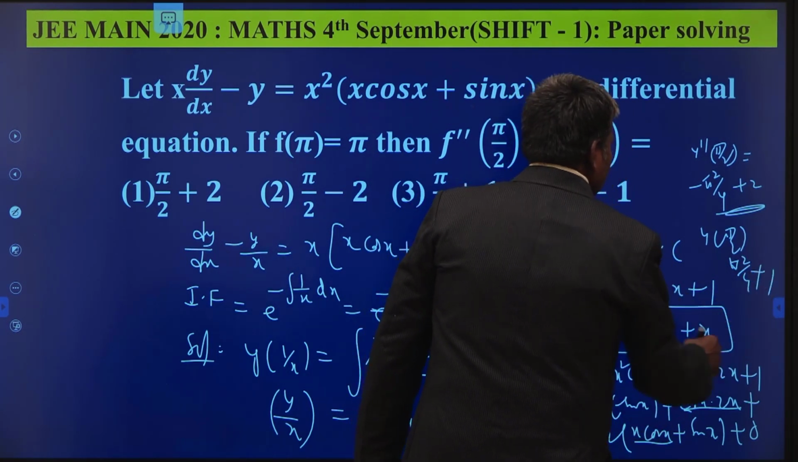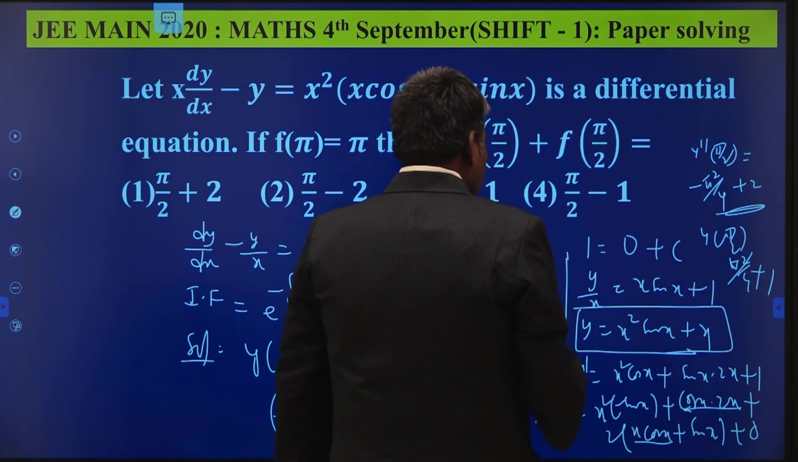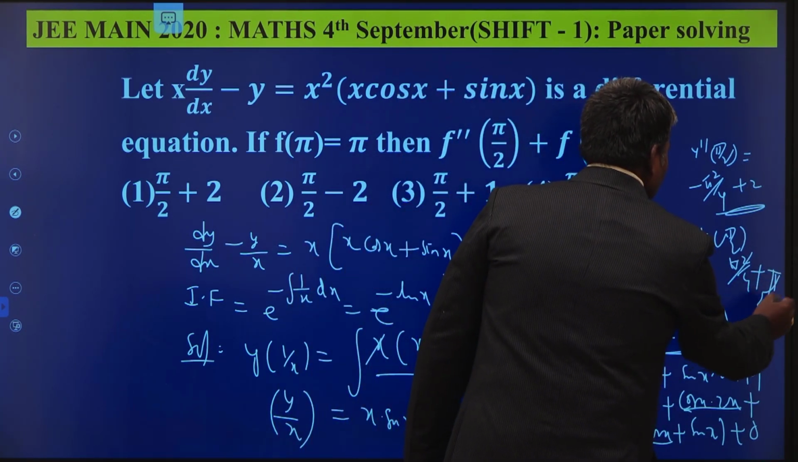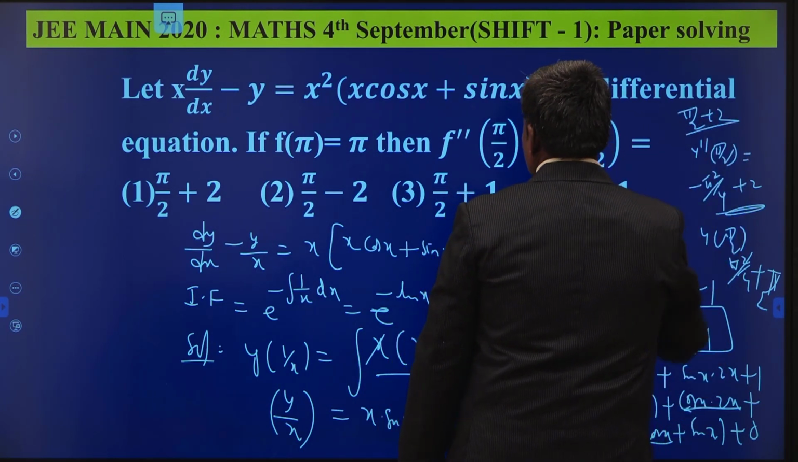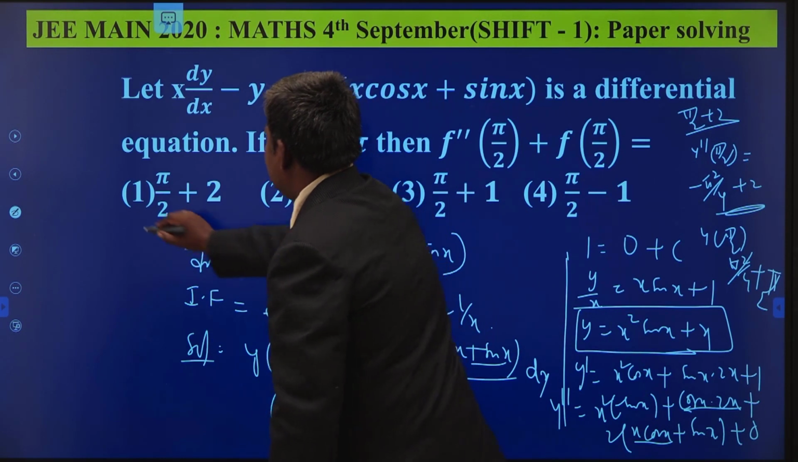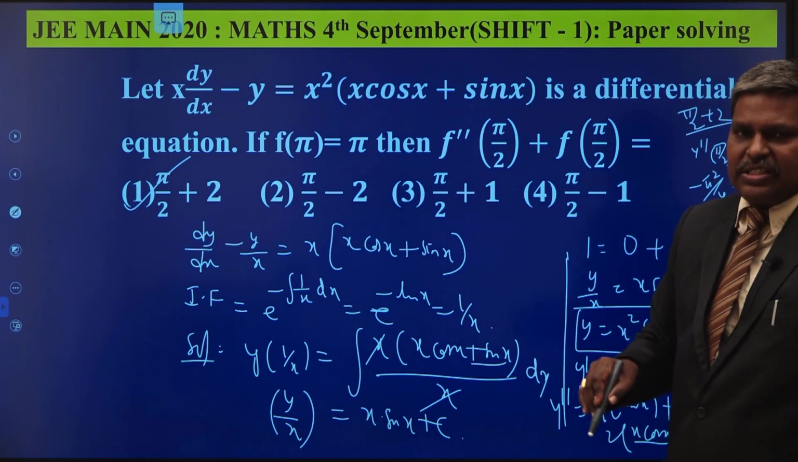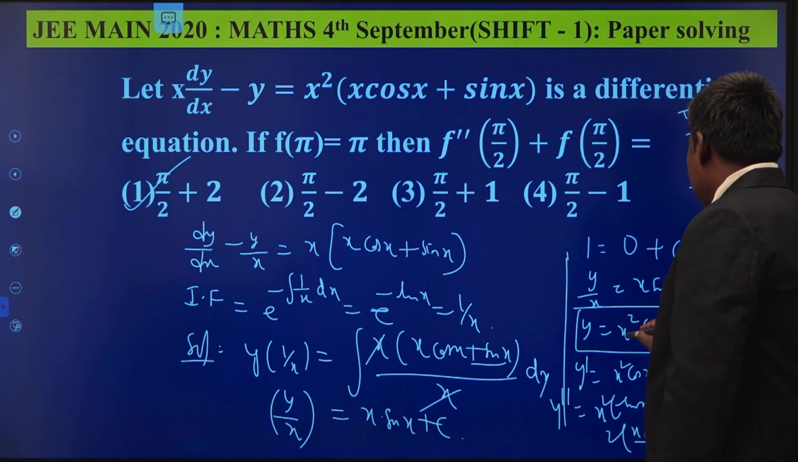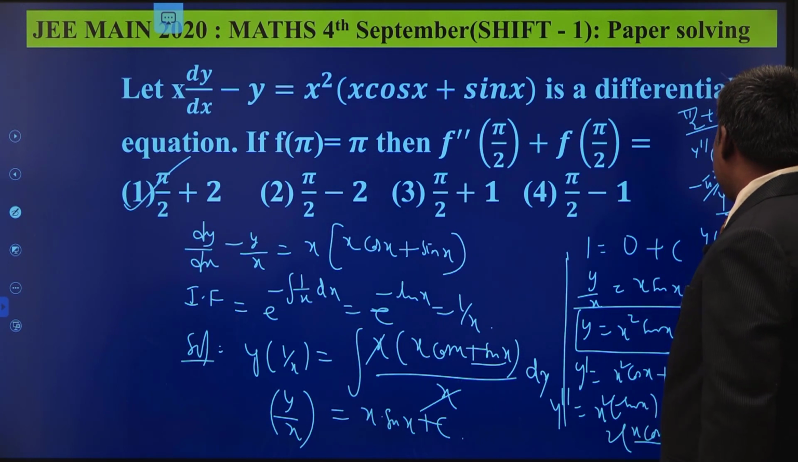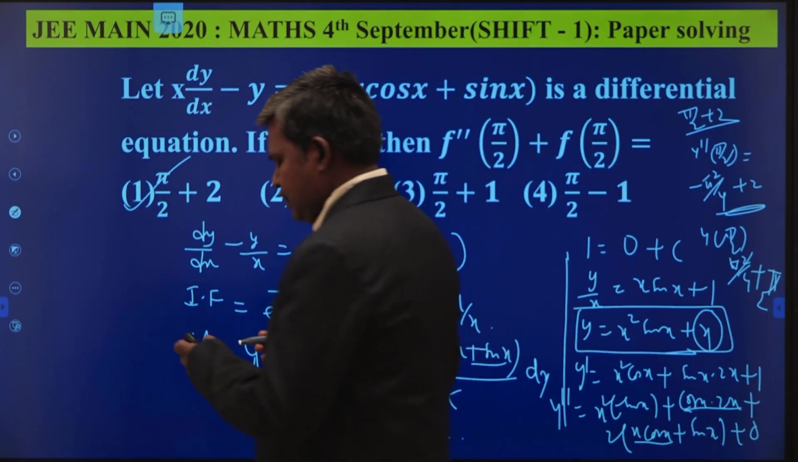Pi square by 4 plus 1. By adding these two, the pi square by 4 gets cancelled. What will happen? This is y of pi by 2. So, pi by 2 plus 2. Your final answer is pi by 2 plus 2. Understand? This is a very simple question, but the calculation part you must be very, very careful. So y of pi by 2 is pi square by 4 into 1, pi square by 4 plus pi by 2. Pi square by 4 gets cancelled. 2 plus pi by 2 is the obtained answer.